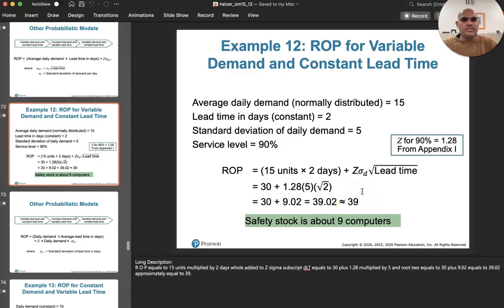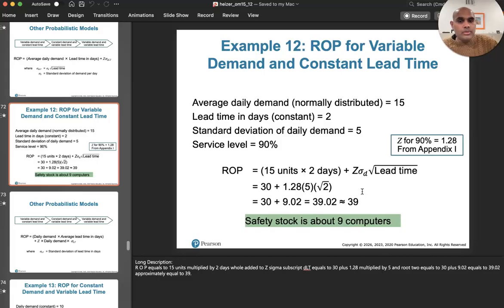So what does this mean? This means that you'll keep an eye on your inventory, and as soon as your inventory reaches 39, you trigger the next order. Now, your order might arrive either before or after all your computers are sold. It might arrive when you have, say, 5 computers left over, or it might arrive when all your computers are sold and you have a stockout. Both are possible because demand is variable.